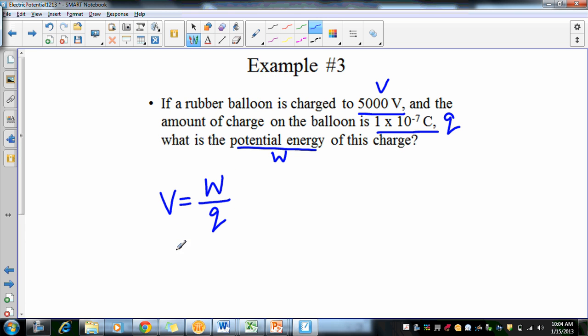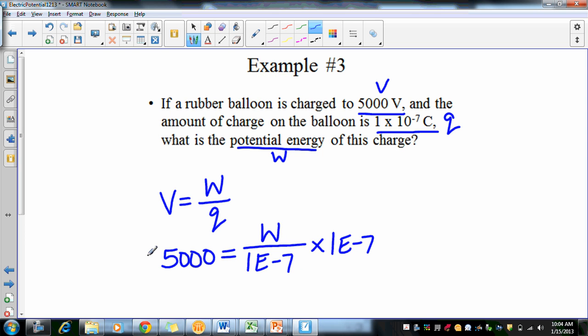So we have 5,000. We're looking for the potential energy or work. And again, we're going to write this in E notation. 1E negative 7. So you're going to multiply by 1E negative 7 on both sides. And you're left with the amount of work of 0.005 joules of potential energy.